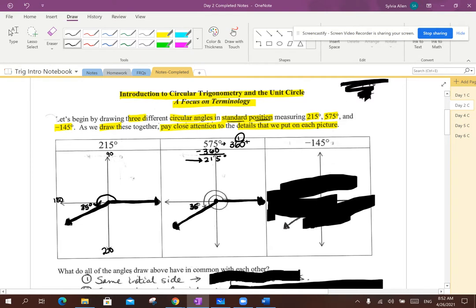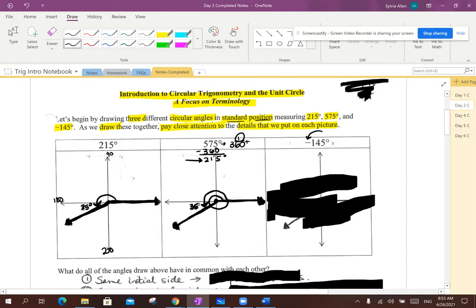But when we go back and we draw our angle of rotation, we're going to start at this positive x-axis and we have to go around 1 whole time. That's 360 degrees. And then now we draw the 215, going quadrant 1, quadrant 2, ending in quadrant 3, and we put an arrow. Now let's take a look at negative 145.